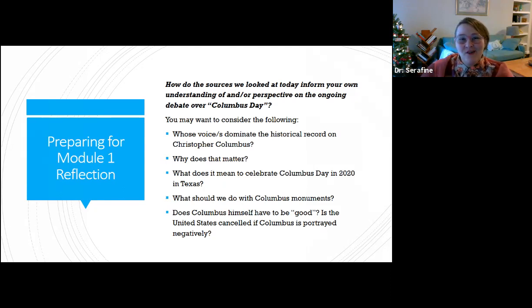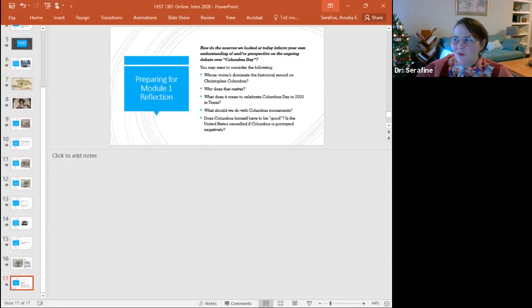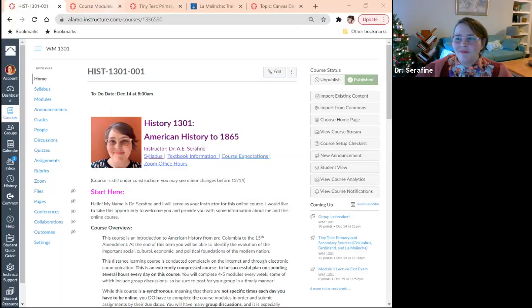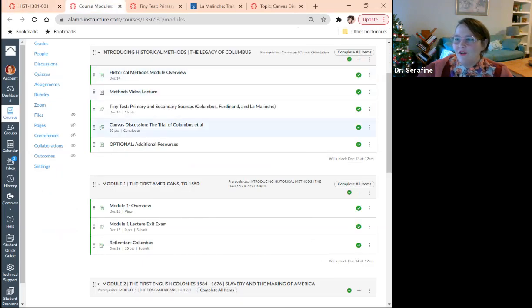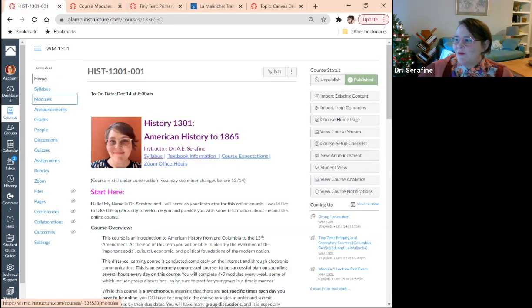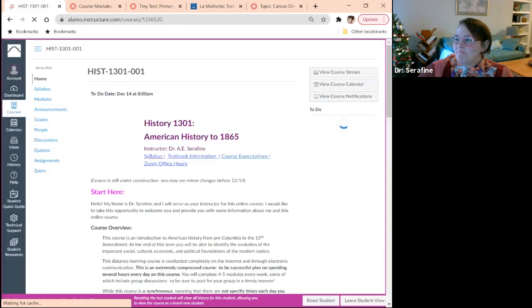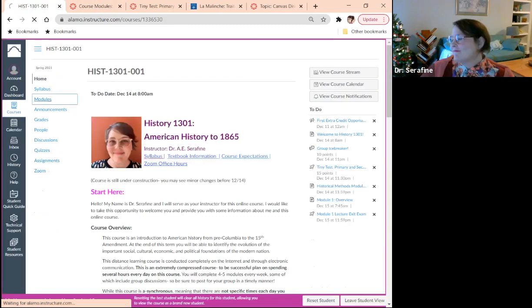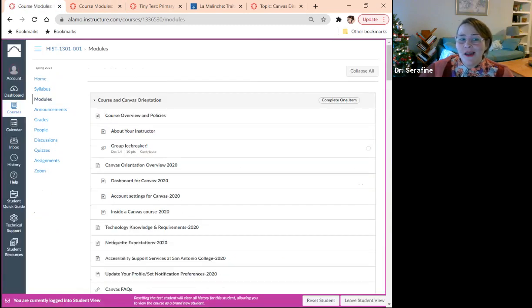Remember that you have to get your green check marks next to everything in the module that's required, and that will let you move on to the next module. So if you're finding that you can't move on to the next module, but it's not locked, it's probably that you haven't got all of your little check marks yet. Let me go into student view for just a second.